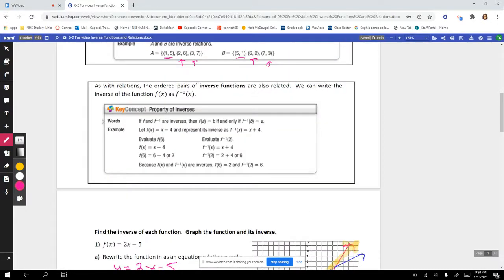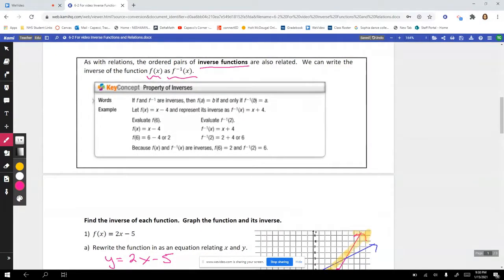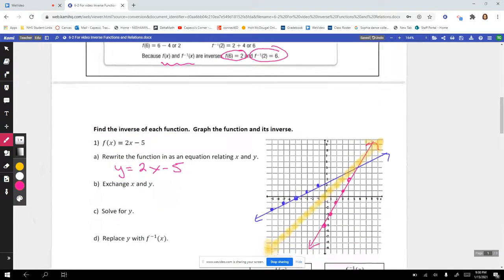When we move on to inverse functions, we know that they're also related. So the inverse function of f of x is written like that. What happens basically, and we're going to do some graphs in just a minute, is I know I have two functions that are inverses if f of 6 is equal to 2, and then the opposite, or the inverse, is true. Okay, so let's do some graphs.